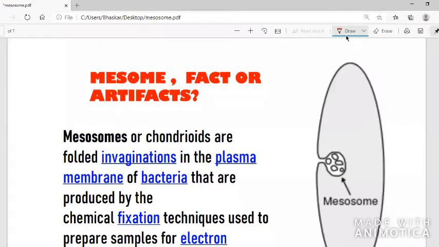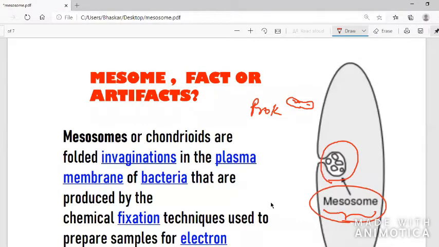Mesosomes: fact or artifacts? In this video lecture, we shall be talking about the mesosome. Since school days, it has been extensively taught that the mesosome is a bacterial inner membrane fold that helps in the respiration process. As we know, in the prokaryotic cell there is no mitochondrial structure, so this extended inner membrane structure is believed to participate in certain cellular mechanisms such as respiration.